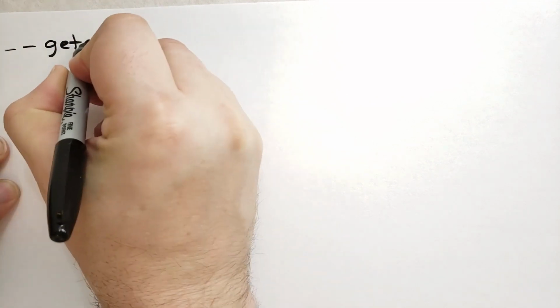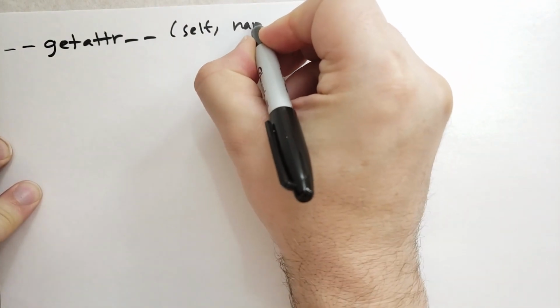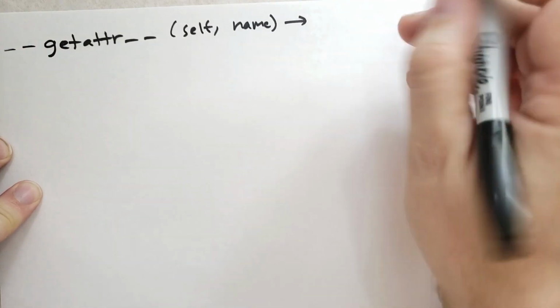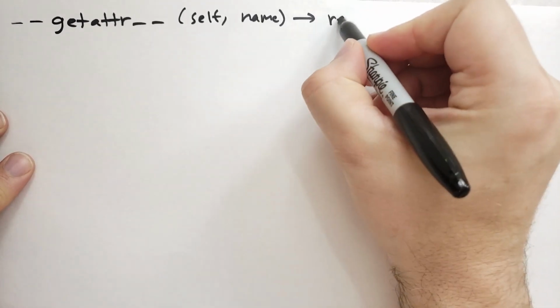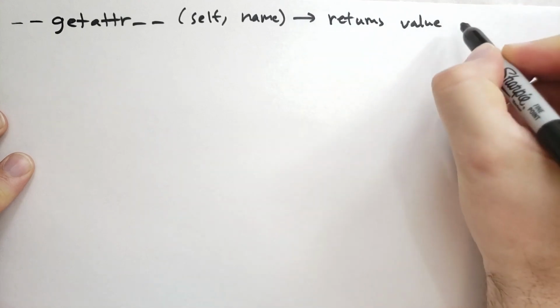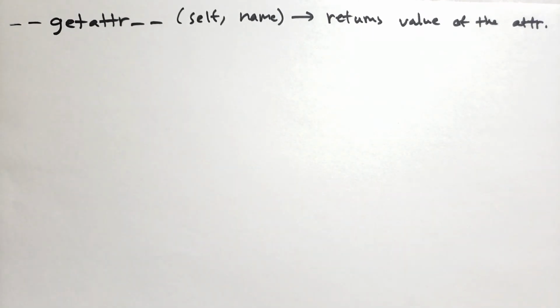There are three special methods that kind of go hand in hand, although they are a little bit different from each other. The first is getAttr. That takes the object and it takes an attribute name. And what this does is it looks up the object and returns the value of the attribute. It sounds fairly simple. There's a couple of caveats with this. The first caveat is that if the attribute is in the dict of the object, this method is never called. So this is kind of a fallback method when it can't find the attribute in the object's dictionary.